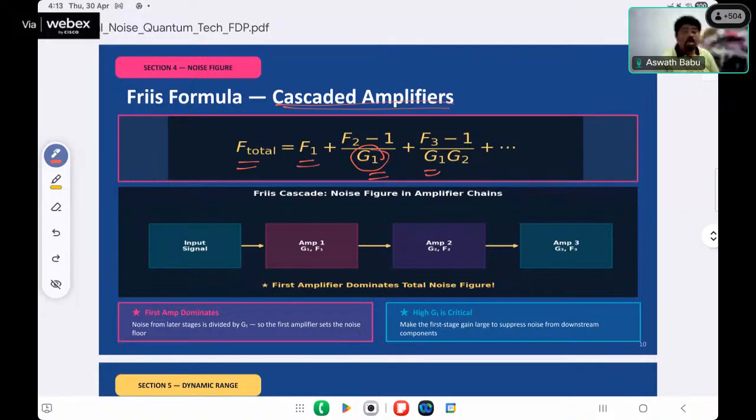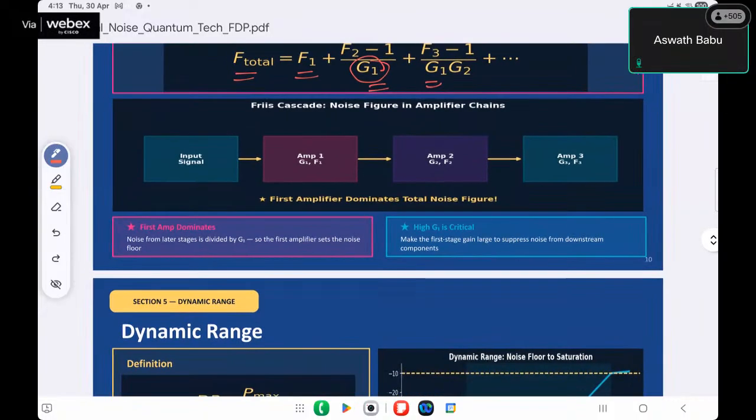So that is what design usually does in cascaded amplifiers. The first amplifier dominates the total noise figure. Okay, right? So high G1 is critical. Make the first stage gain large to suppress noise from downstream components. The later ones can have their noise level controlled by the first one's gain. Okay, how? It's very simple.